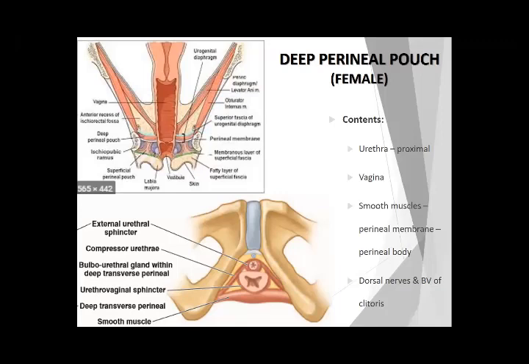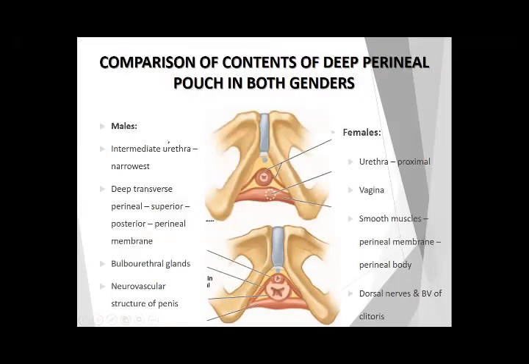Actually, so this is the vagina. This is the deep perineal pouch. Okay, so you see the vagina over here. Of course, you cannot see the urethra in the cut section. So now let us compare the deep perineal pouch in both the genders.